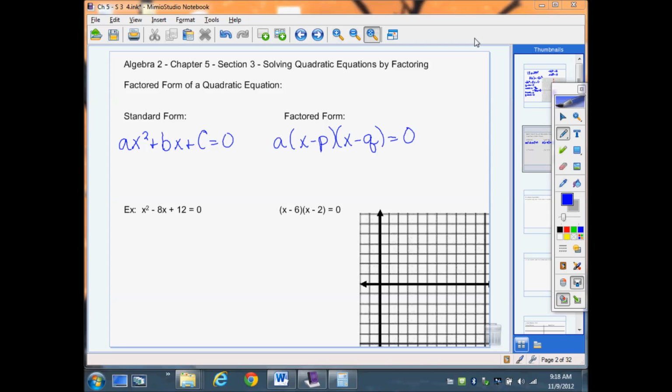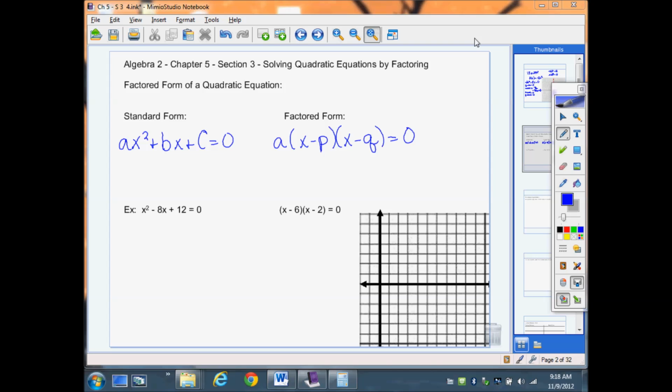We've been working with the standard form of a quadratic equation. So we have ax squared plus bx plus c equals 0. In the factored form, we would have factored out the a, and then factored the x squared plus whatever b divided by a is and c divided by a is. And that gives us a times x minus p times x minus q equals 0.